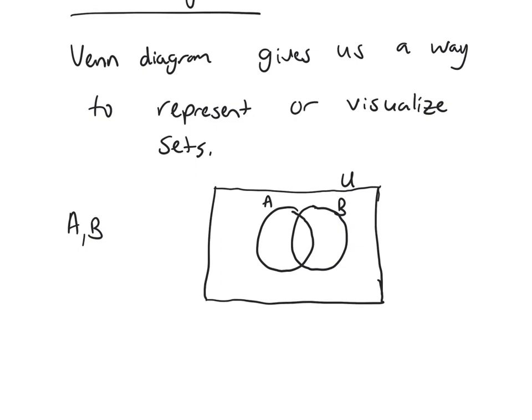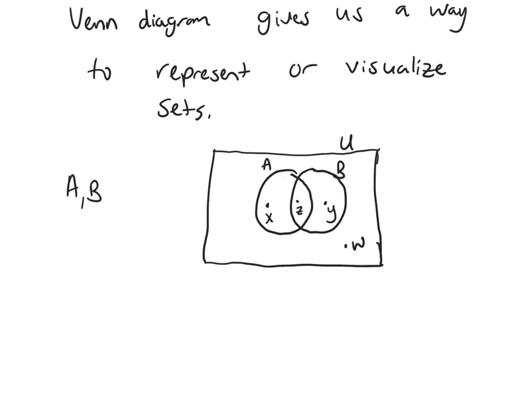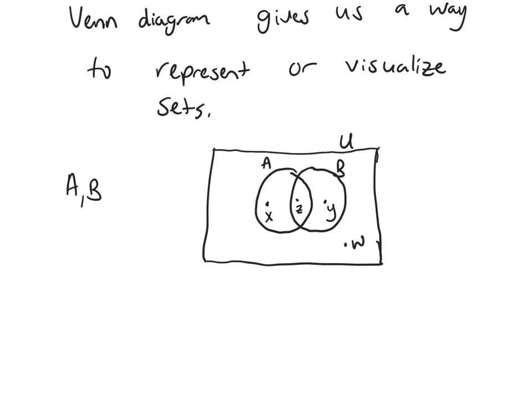So let's say here X is an element of A, Y is an element of B, Z is an element that's in both A and B, so it's going to be in the overlap, and then W is outside of the set A and B, but it's inside of my universal set. And so from this one picture, you can write down all the elements in your sets.